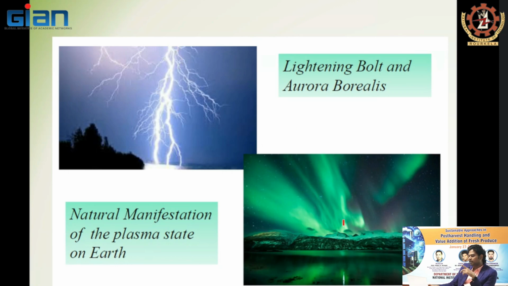And in the northern hemisphere, the naturally occurring phenomenon, aurora borealis, is also a kind of plasma. It is an ionized form of gas. The gaseous molecules around are getting ionized, and the ionized state of gaseous molecules emits green color light. That is the reason behind the aurora borealis in the northern hemisphere.